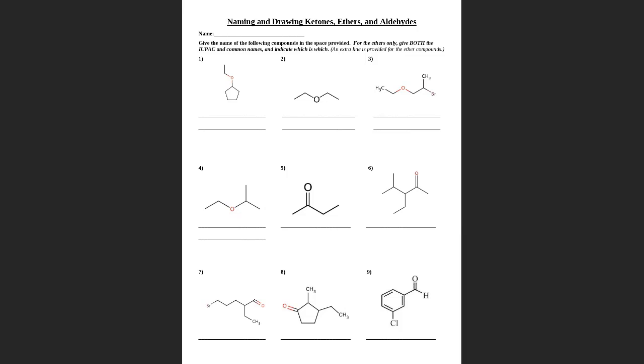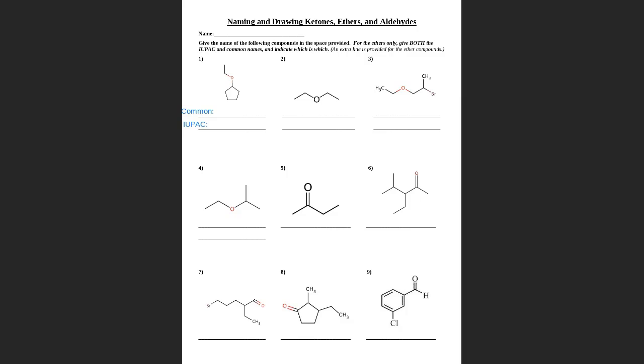I'll do the top as the common, and I'll do the bottom as the IUPAC. And IUPAC stands for the International Union of Pure and Applied Chemistry. Not that that's important or that you need to know that, but it might be helpful.